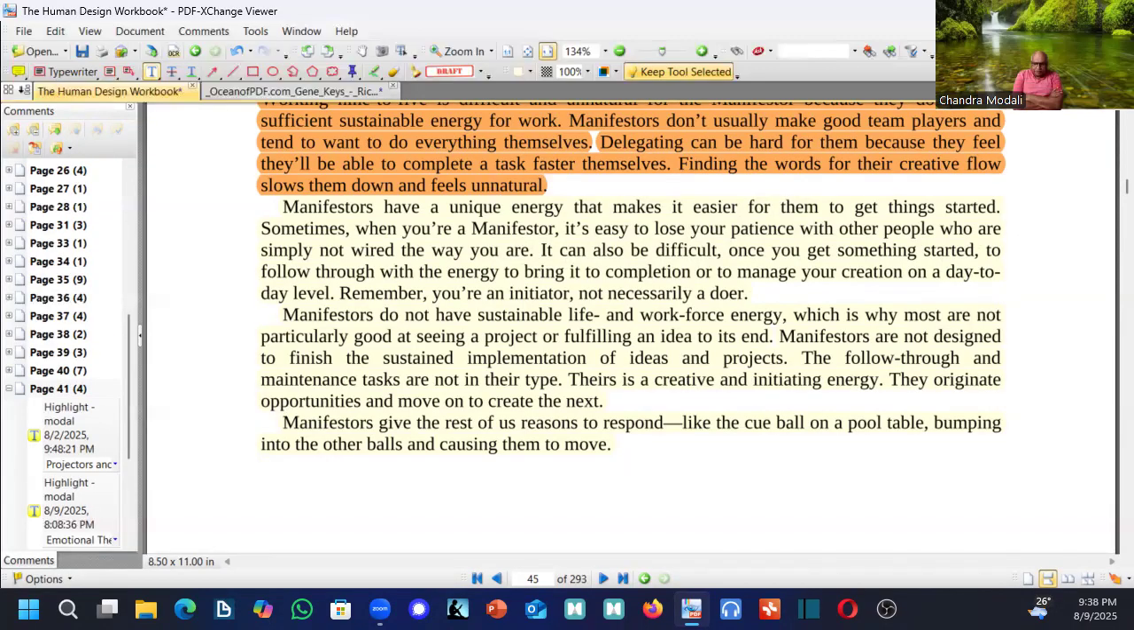Like those who are manifestors by their chart, I think Mishraji is a manifestor because he was taking vigorous notes when we were reading out.